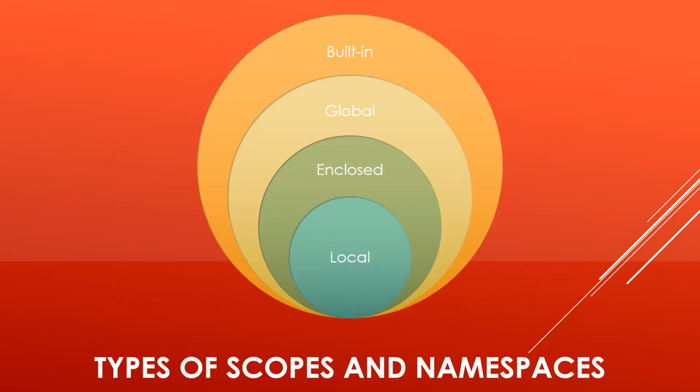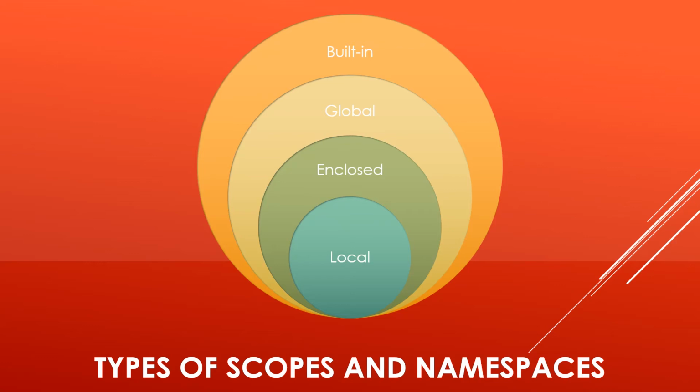We have four types of scopes and namespaces. We have the local, as we have said, inside the function we have the local variables. We have the enclosed, which means that it is defined inside nested functions. It is not global and it is not local. It is between them. And we use the nonlocal keyword to define these names if we want to use them in our functions or in our programs.